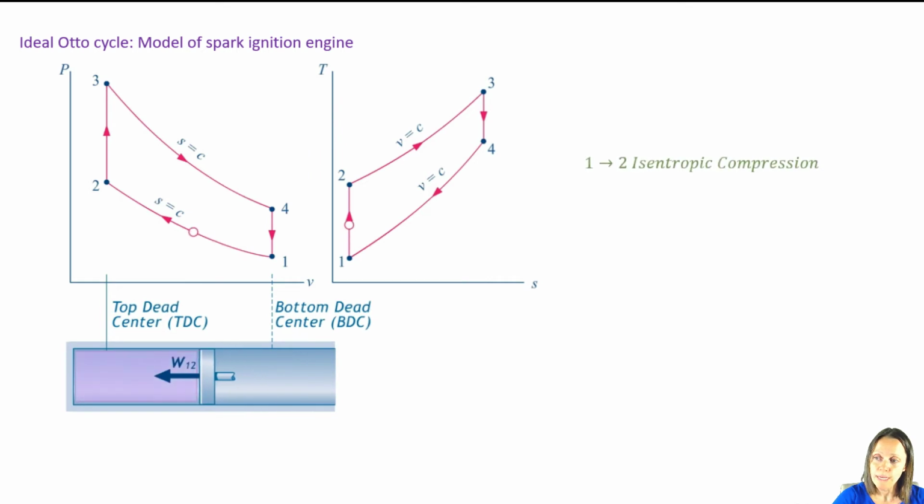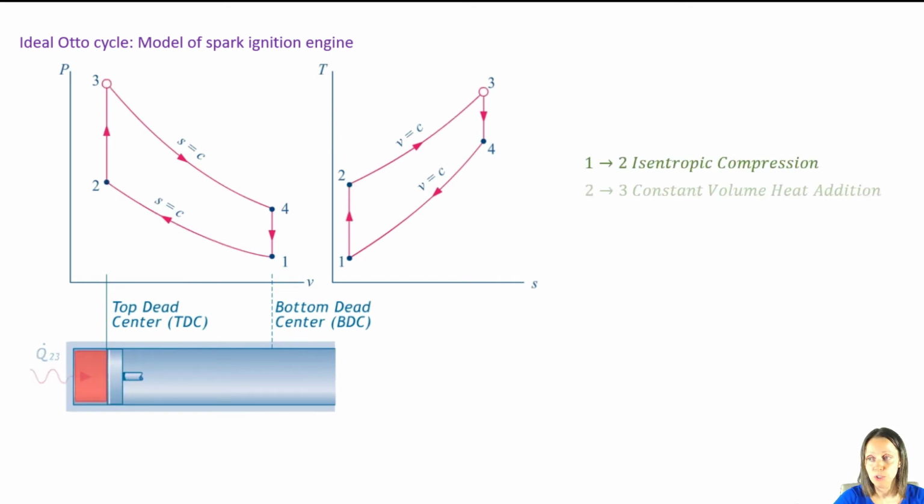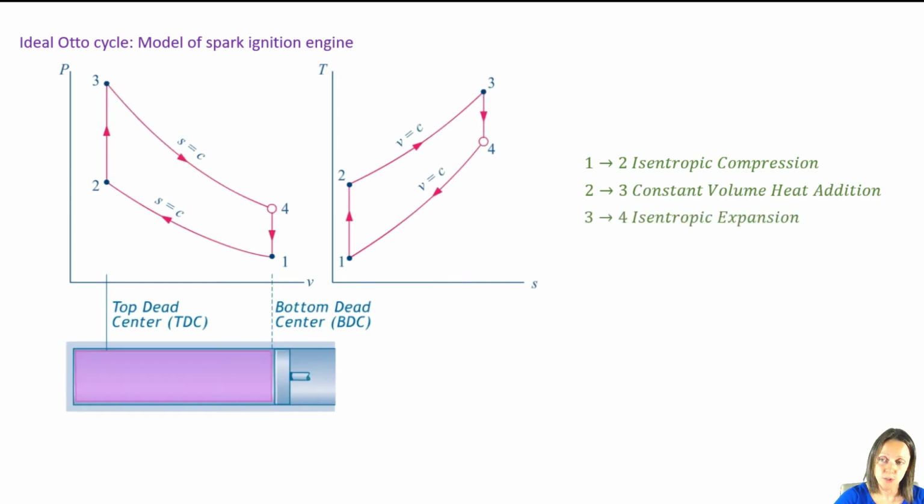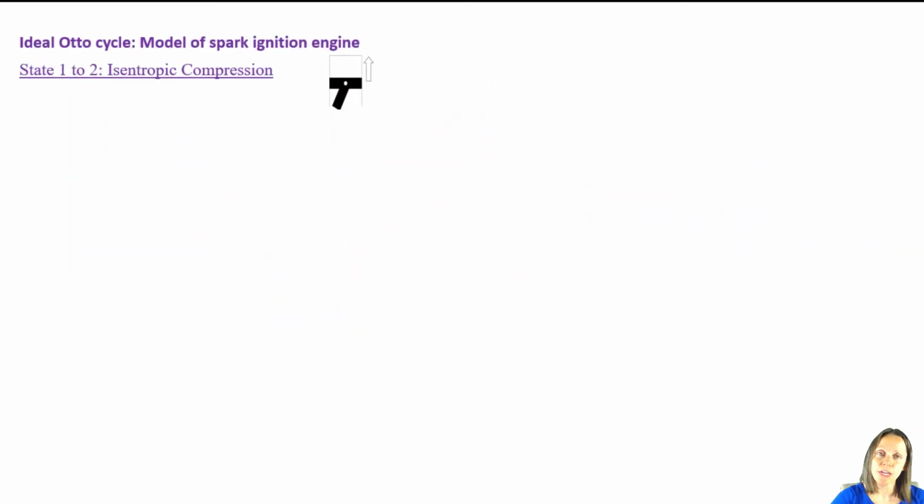So from state 1 to state 2, you have an isentropic expansion or compression. From 2 to 3, you have a constant volume heat addition. 3 to 4, you have an isentropic expansion. And 4 to 1, you have a constant volume heat rejection process. Those heat addition and heat rejection processes are the processes that we are using to model the combustion process and the exhaust process. So let's look at all 4 of those processes, and we're going to talk about the tools that we have to analyze those processes.